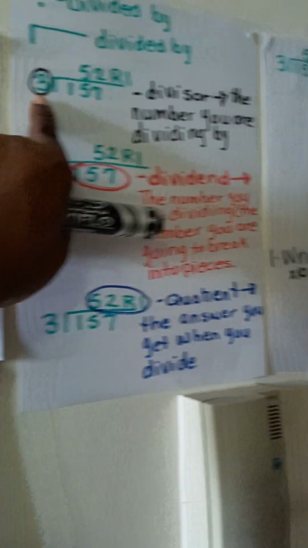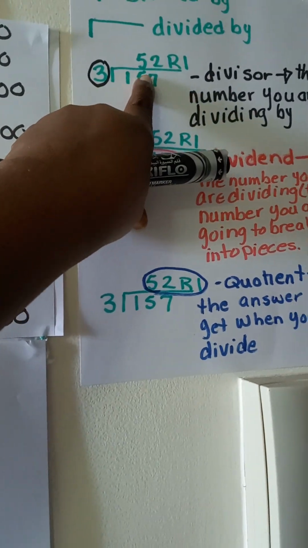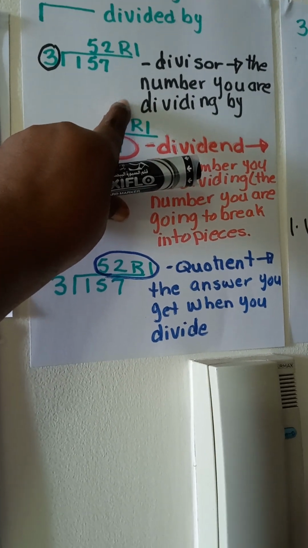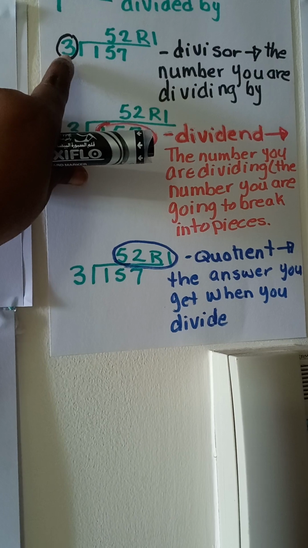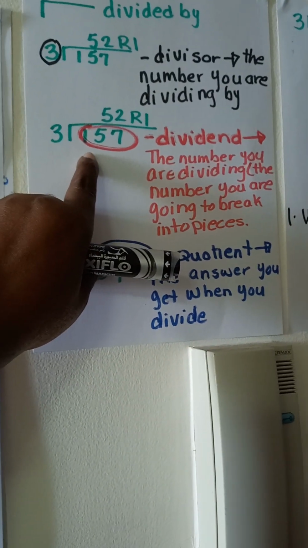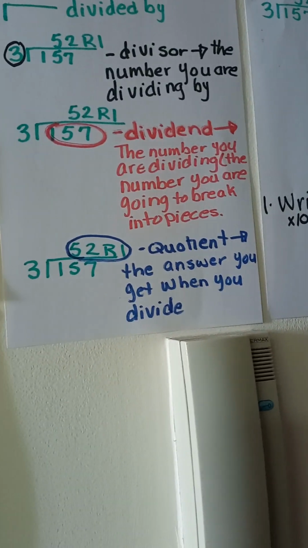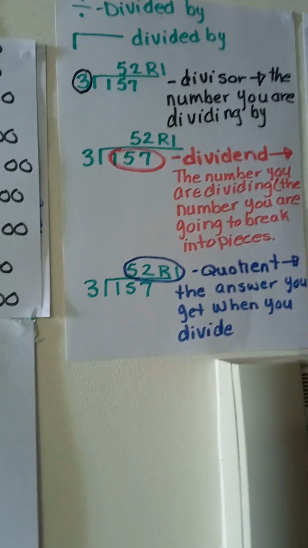Remember, our divisor is the number outside of our division symbol, and it's the number we're using to divide. We're going to divide everything up into this many groups. Our next vocabulary word is a dividend, and the dividend is the number which we're going to be dividing up.